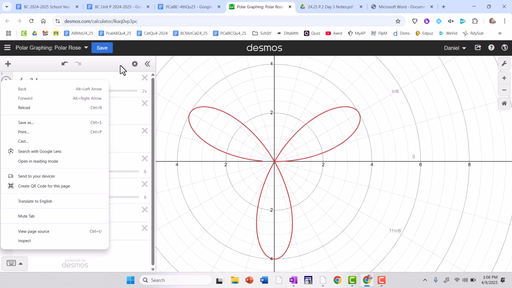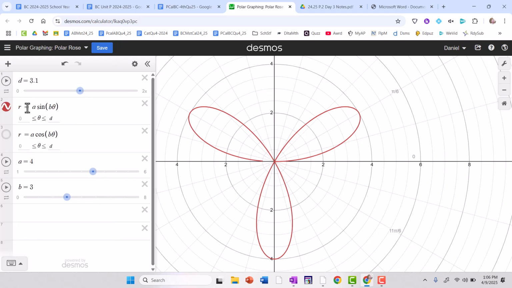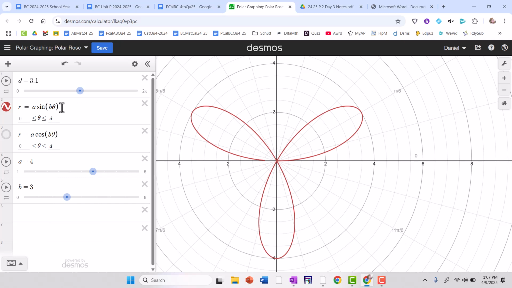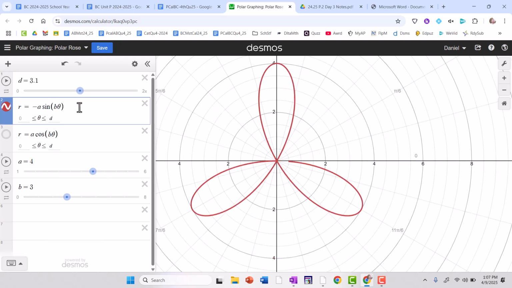Somebody asked this question when they left. What happens when I put a negative? What I think is going to happen is this is going to flip up here, and these are going to flip down here. Just like an x-axis reflection, right? So they did ask that when they left.